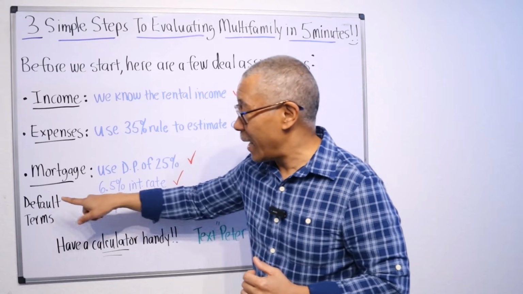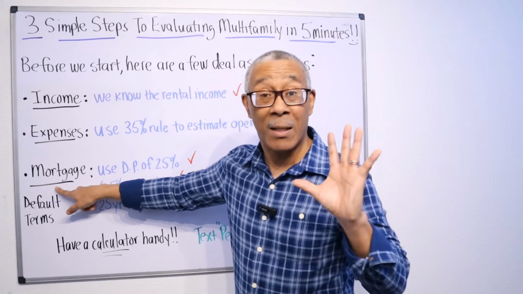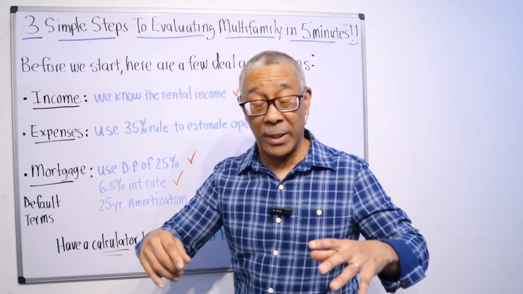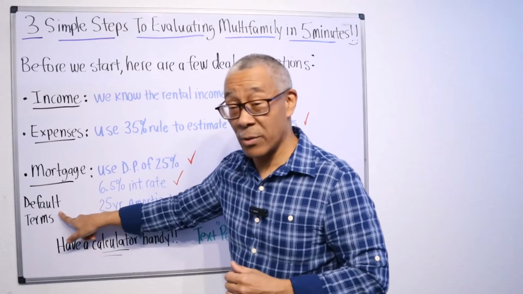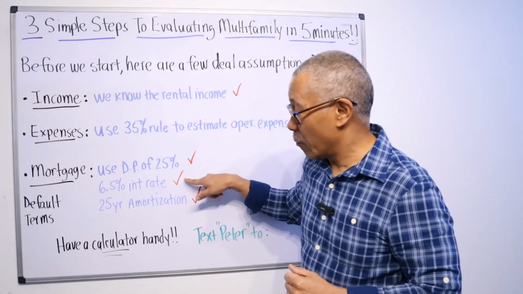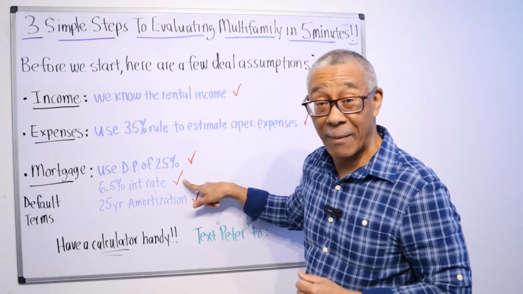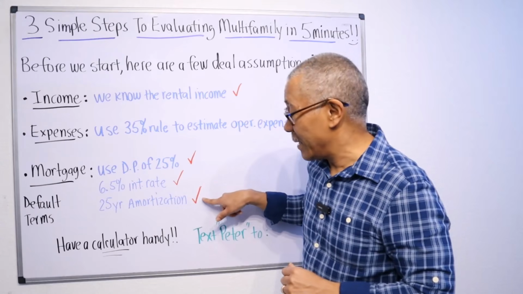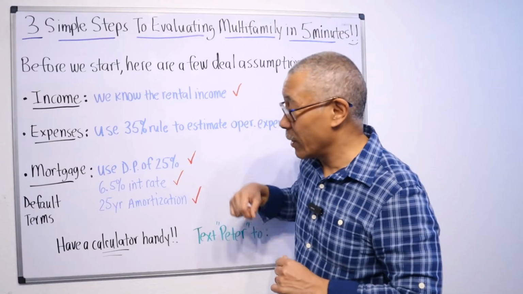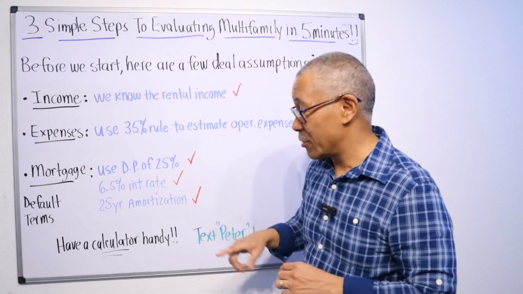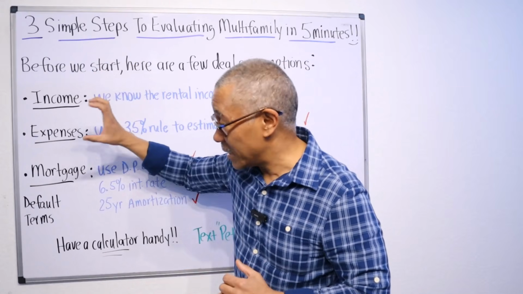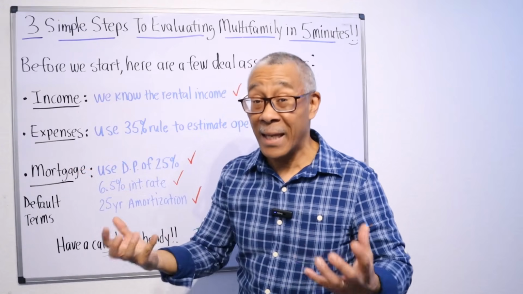Industry standard. And next we need to know a little bit about the mortgage, okay? Now, I'm going to give you default terms. This is what we use in our company until a lender tells us otherwise. So these are default terms. We're going to use a down payment of 25%. It's pretty standard. We're going to use an interest rate of 6.5%. For multifamily, you can get that today. And then an amortization of 25 years. So 25% down, 6.5% interest rate, and a 25-year amortization, okay? So you need the income, expenses, and mortgage, and then we can begin our evaluation.